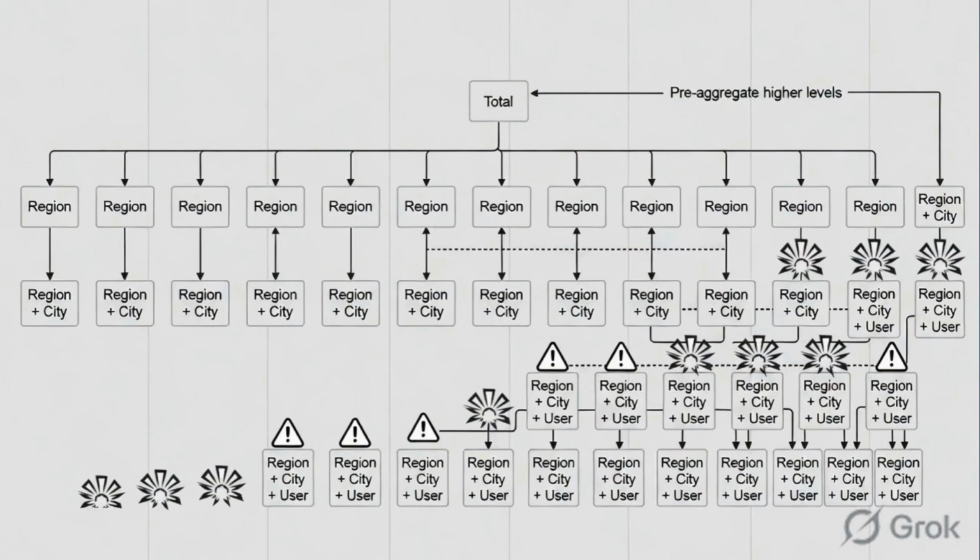Summarize totals by region first, or by region plus city in a materialized view, then drill down only on filtered branches. That keeps the tree from collapsing under its own weight. Hierarchy is incredibly powerful for analysis, but without pre-aggregation and filtering, it turns into an explosion very fast. Control the dimensions, pre-compute where it makes sense, and your multi-dimensional queries stay fast and scalable.